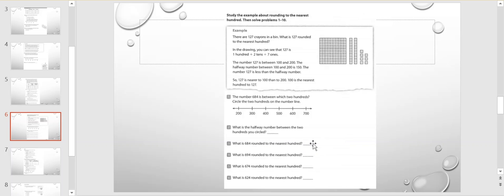Now you're ready to give it a try for yourself. Let's round 694 to the nearest 100, then 674 to the nearest 100, and 624 to the nearest 100. Do those now, and then move on when you're ready. Number 7. Answer the questions below to round 377 to the nearest 100.